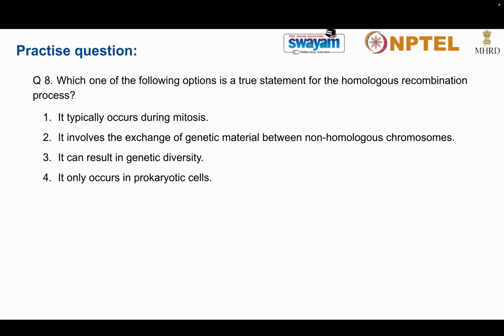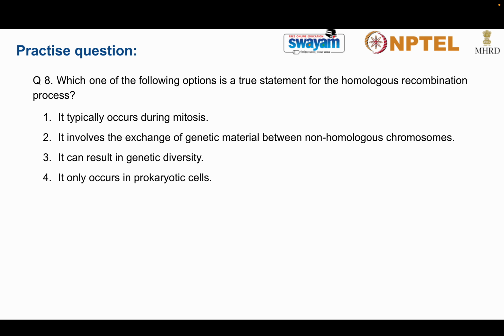Now let's move to the next question. Which one of the following options is a true statement for the homologous recombination process? Option 1 is it typically occurs during mitosis. Option 2 is it involves the exchange of genetic material between the non-homologous chromosomes. Option 3 is it can result in genetic diversity. And option 4 is it only occurs in prokaryotic cells.